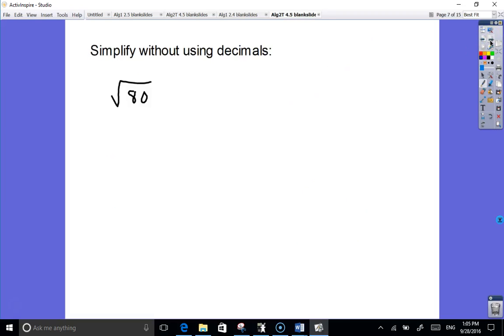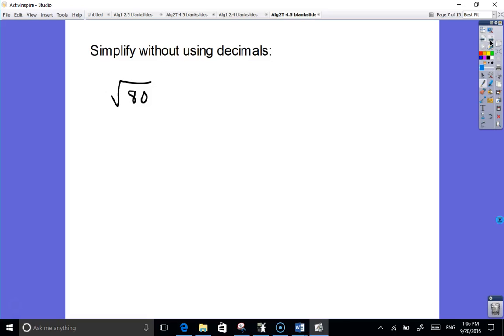Okay, so let's simplify without using decimals. Okay, so we want to simplify this. So I'm going to tell you the way I do this is I think, is 80 a perfect square? No. Does it have any factors that are perfect squares?